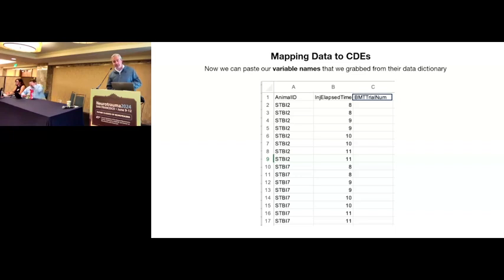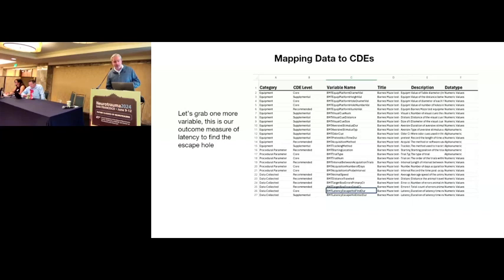Then we're going to go back to our data dictionary here, and we're going to grab one more variable name. This other variable name is kind of long, but it's BMT latency escape hole finder. We're going to copy that one also, and then we're going to go back again. This is part of the wrangling part. Yeah, BMT latency escape hole finder.